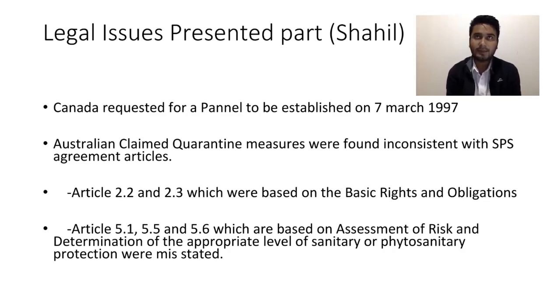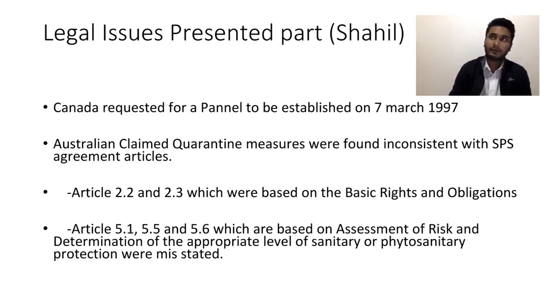While the panel investigated the issues, they concluded that the Australian quarantine measures were inconsistent with Articles 2.2, 2.3, and also Articles 5.1, 5.5 and 5.6 of the SPS Agreement. However, Article 5.6 couldn't be opened up much due to lack of evidence, but the rest of the four articles clearly indicated that the claims made by the quarantine measures were inconsistent.